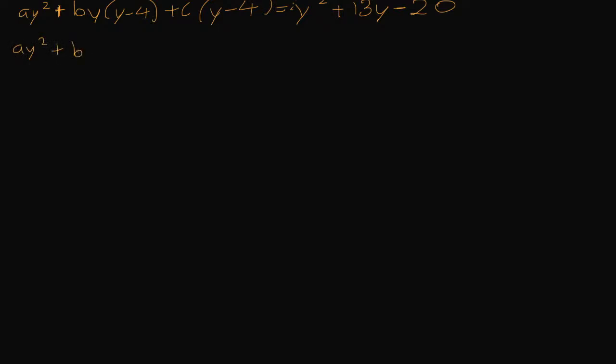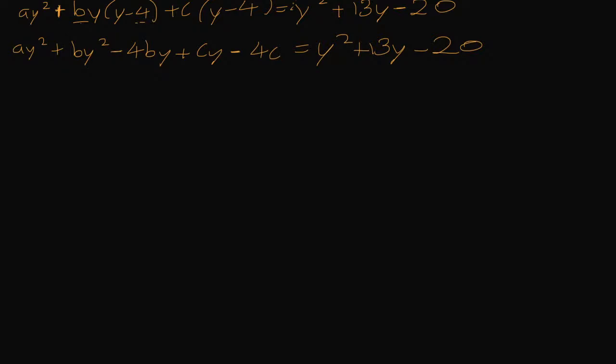Okay, so we're going to multiply it out first. Plus by squared, b times y is by squared, b times minus 4 would be minus 4by, multiply out the c, so plus cy, then c times minus 4 is minus 4c, and this is equal to y squared plus 13y minus 20.